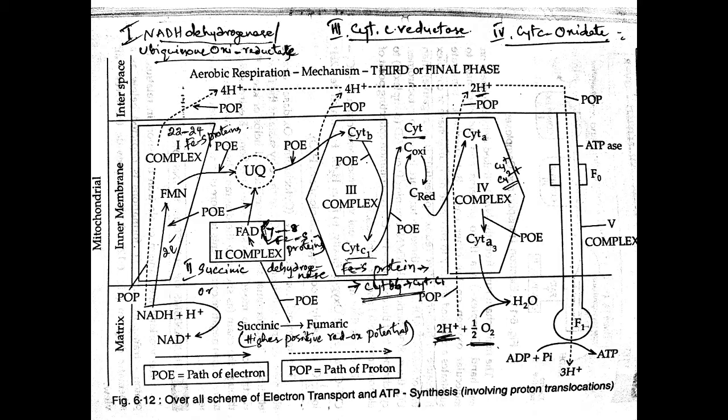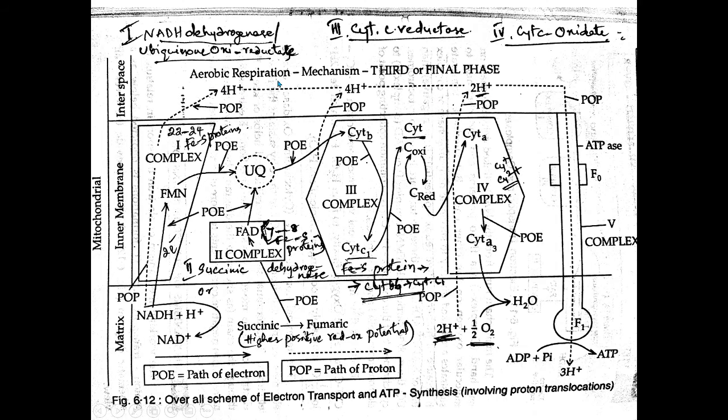One more thing here. As the two electrons transfer from this NADH to FMN, four protons from the mitochondrial matrix enter into the intermembranal space. You can see here, these four protons enter from the matrix into the intermembranal space via this enzyme complex.